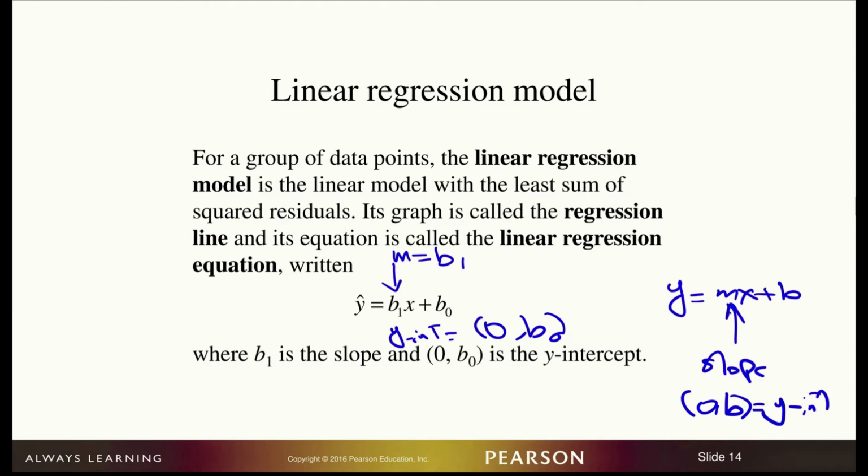So this line that we have been finding in StatCrunch using the linear regression function is basically the best fit line for a set of data where a linear association exists.